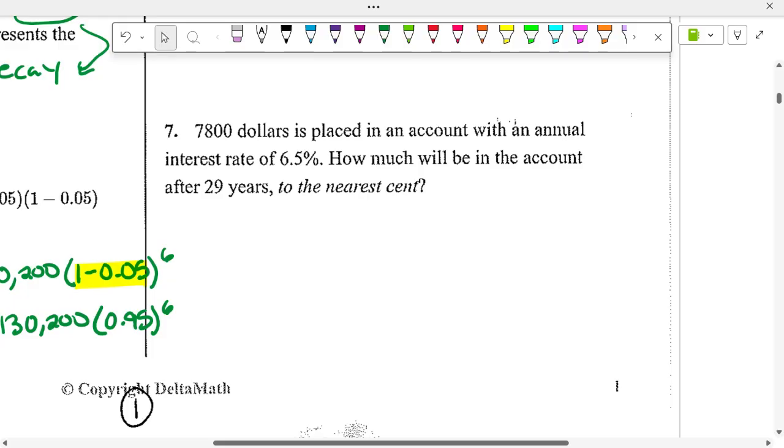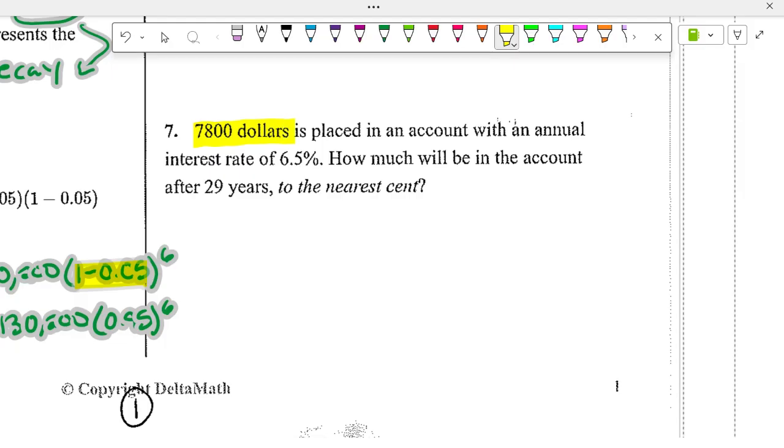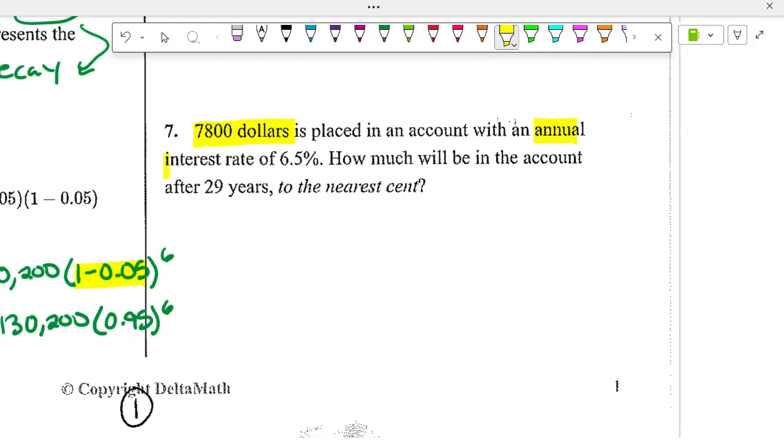So let's work through this. $7,800 is placed in an account with an annual interest rate of 6.5%. How much will be in the account after 29 years to the nearest cent? First off, is this going to be a growth or decay? Growth. How do you know? Well, if you place something in an account, won't it obviously grow? Yeah. Well, it will actually grow.